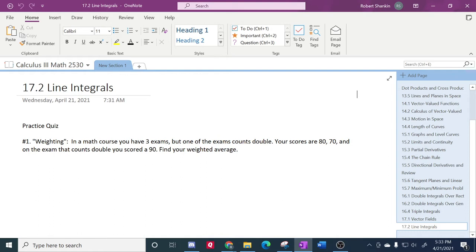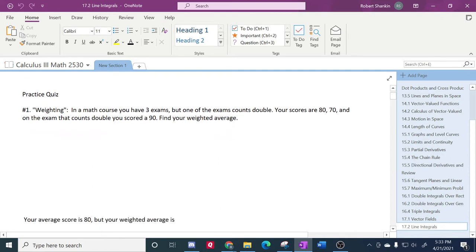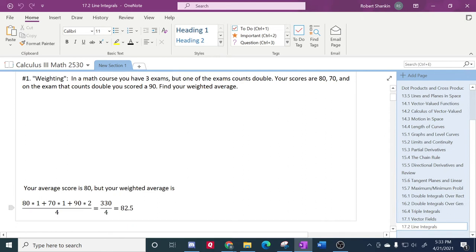Okay, and let me give you 30 seconds more. Alright, the algebra on this one is pretty simple. Your average score is 80 because the 3 scores are equally spaced. But your weighted average, you just take each score and multiply it by a weight. And this one has a weight of 2. And then the total number of scores, if something is weighted more than once, that adds into the total number of scores. And so your weighted average would be a bit higher since that one counted twice, 82.5.